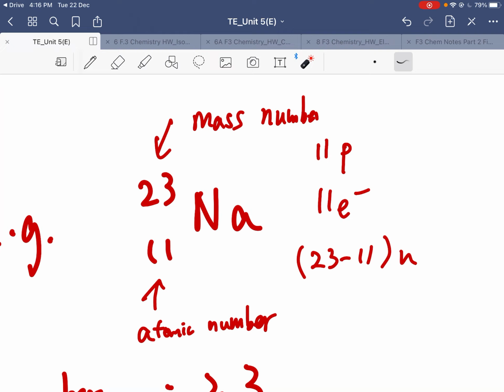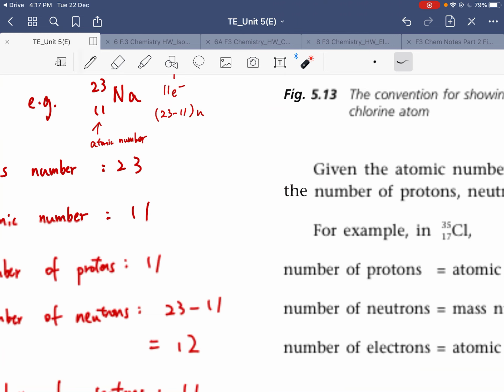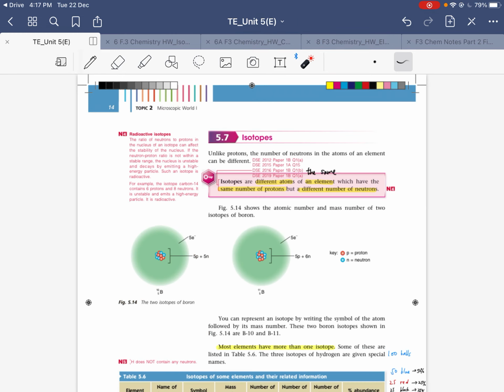Remember, what contributes to the mass of the atom? It is the number of protons and the number of neutrons, okay? And the atomic number is just the number of protons, and it can represent both the number of protons and the number of electrons. So this is for this part.